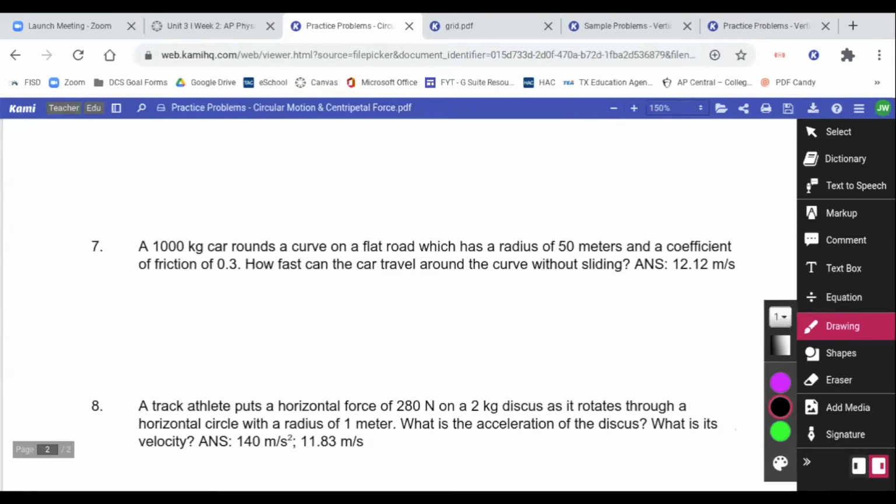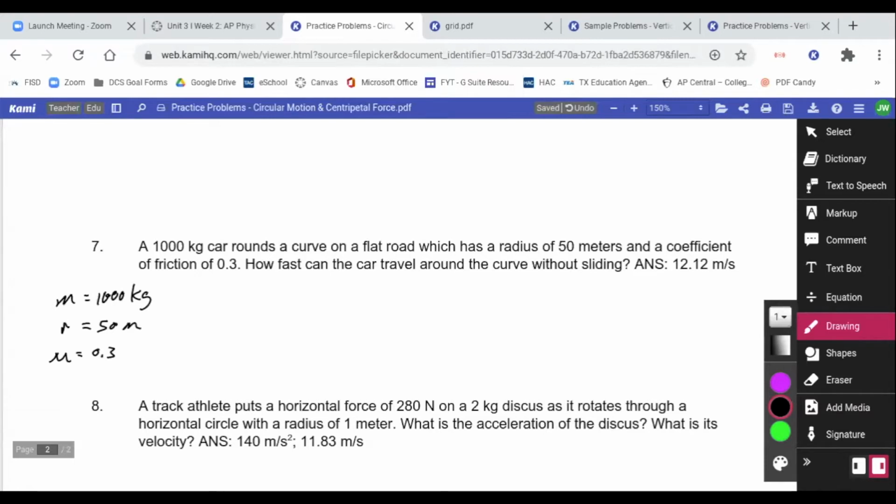We have a mass. I'm going to put the given off to the side for some of these. So I'm going to say mass equals 1,000 kilograms. Around a curve which has a radius, so radius equals 50 meters, and coefficient of friction equals 0.3. How fast can the car travel around the curve without sliding? Okay, so it's asking about velocity, right?